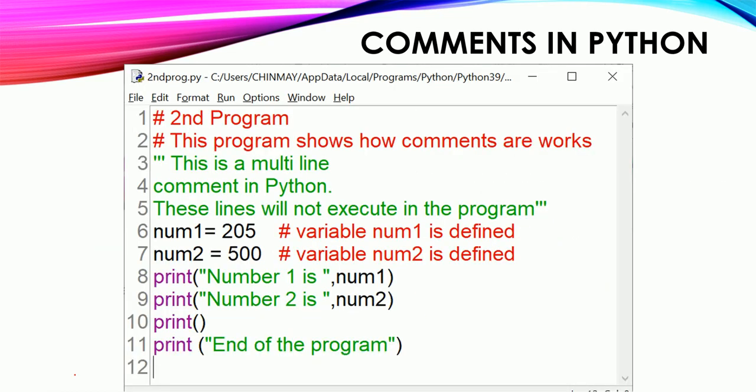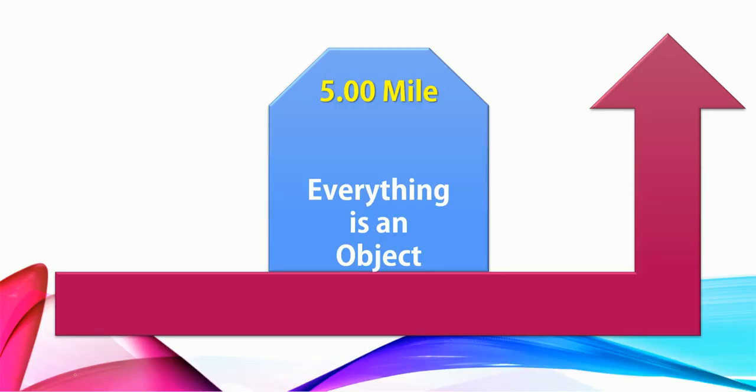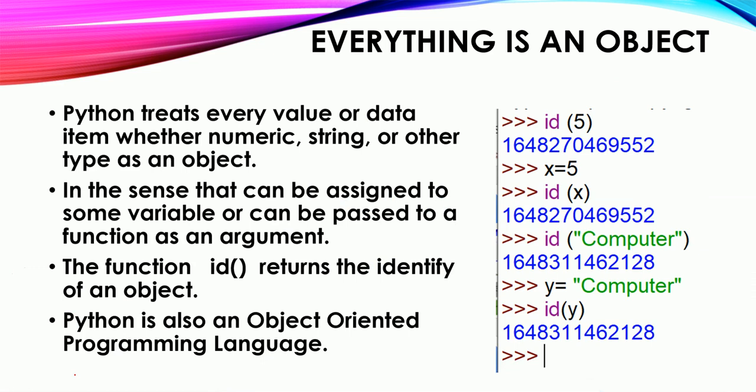Now this thing we have already learned. Now mile 5: everything is an object in Python. This is a very interesting thing for us. Everything is an object. How can you see? Python treats every value or data item, whether numeric, string, or any other type, as an object.